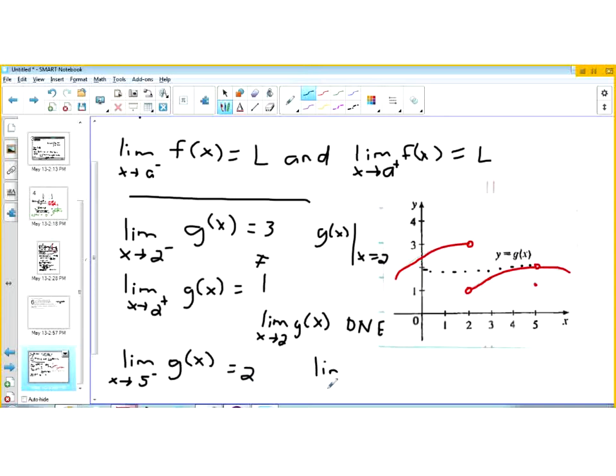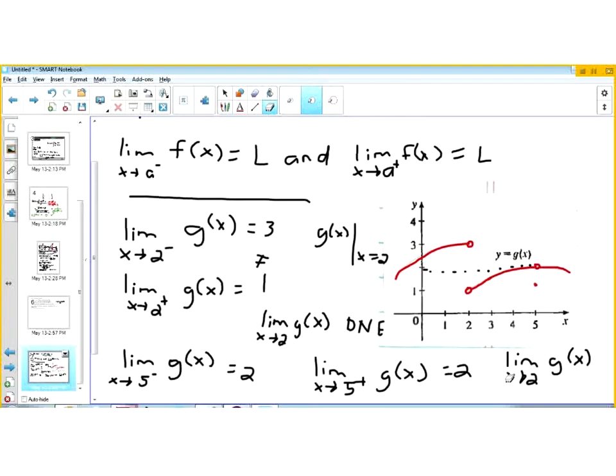And the limit as x approaches 5 from numbers bigger than 5, well, that appears to be 2 as well. And so the takeaway is the limit as x approaches 5 of g of x is 2. Not 2, 5, excuse me, that should be 5, sorry.